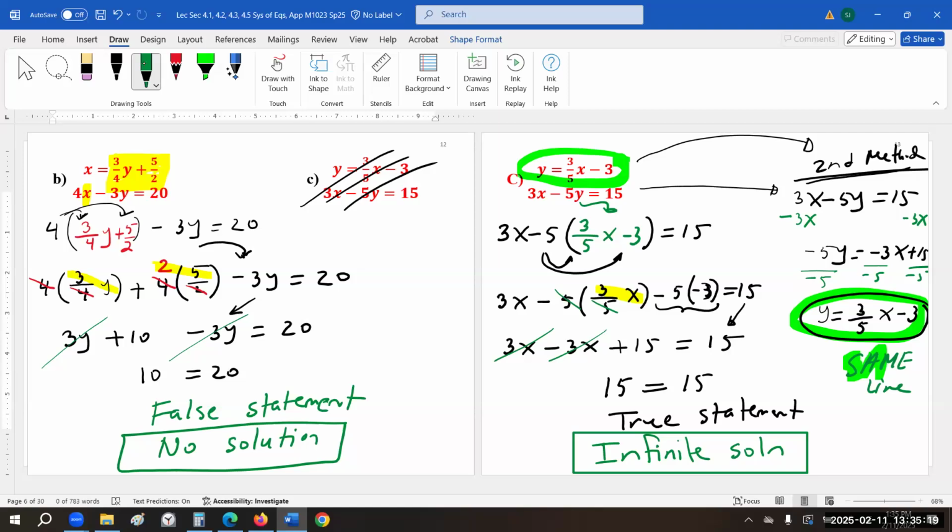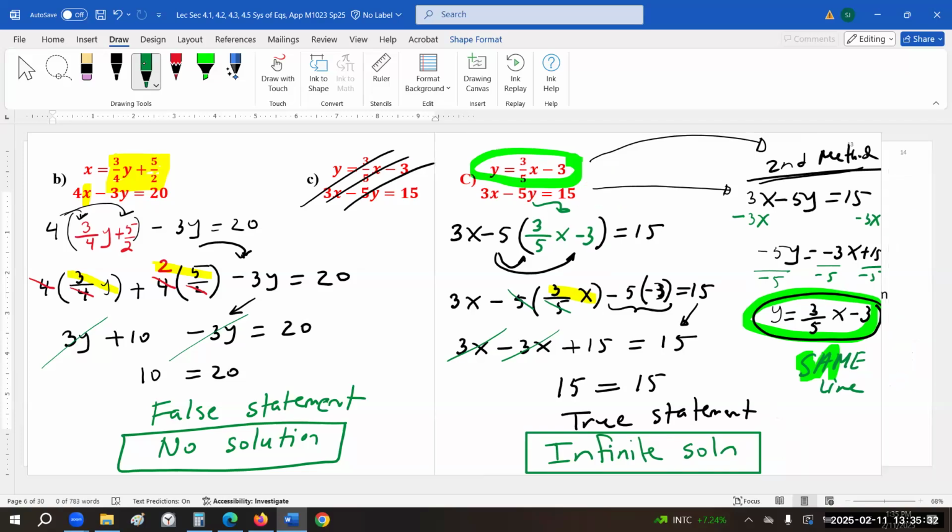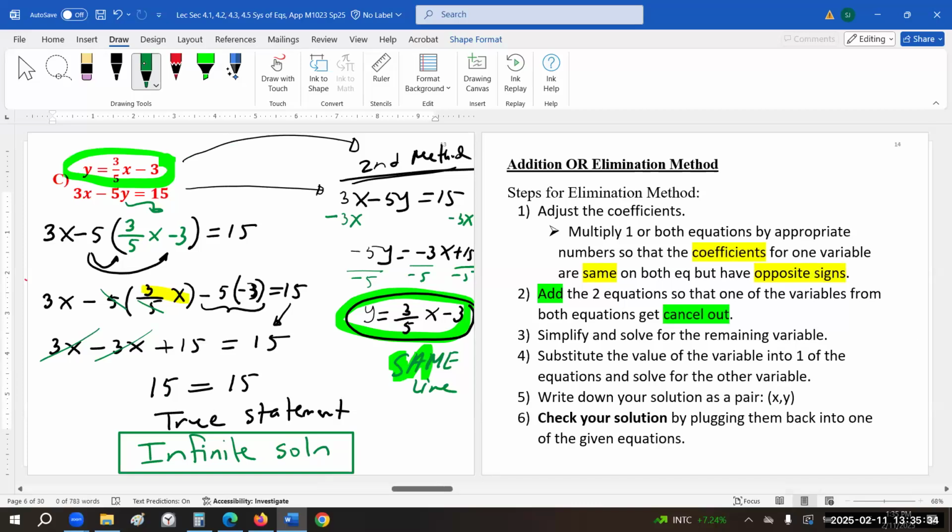So substitution method, and solving for y and compare. In the exam, you may not know which one to use. So I'll say if you see a variable is alone, go for substitution. And now comes our last method, either addition or elimination.